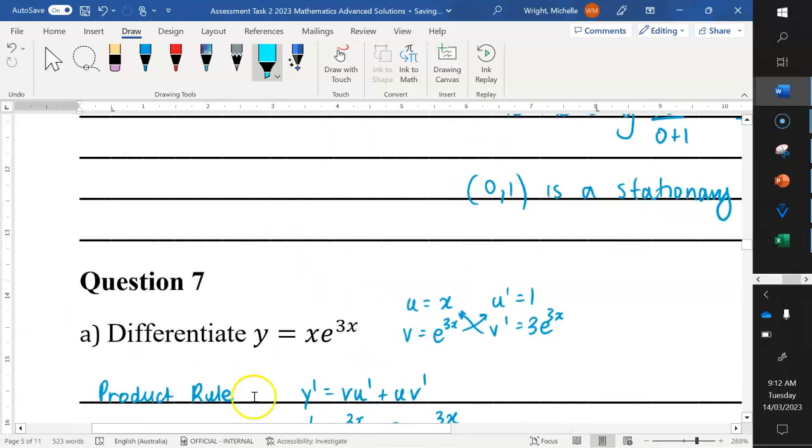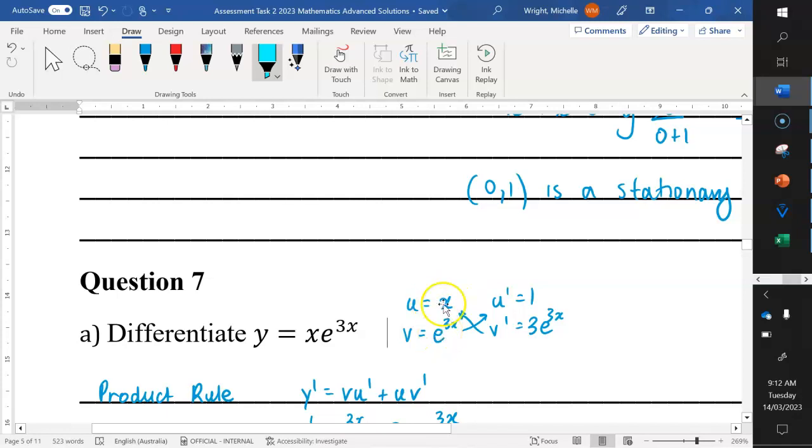Question 7 wanted you to differentiate y is equal to x e to the 3x. What you'll see is x is occurring here, x is occurring here. It's occurring in two spots. There's two functions involving x that are popped together. You want to use the product rule because they're times together. I'm going to let my first part, x, be equal to my u. My second part, e to the 3x, be equal to my v.